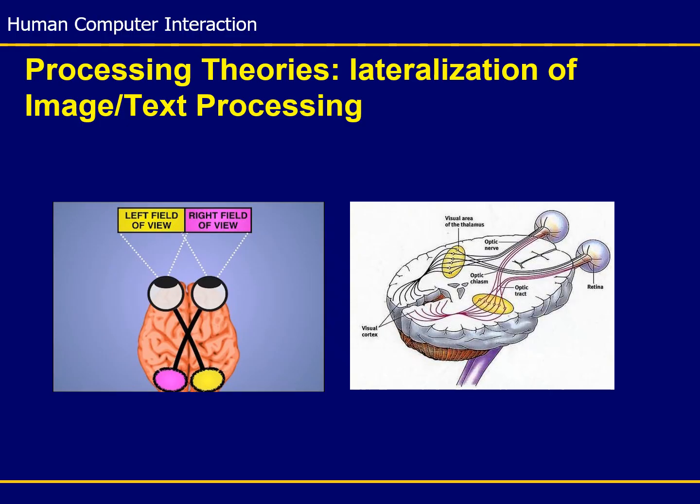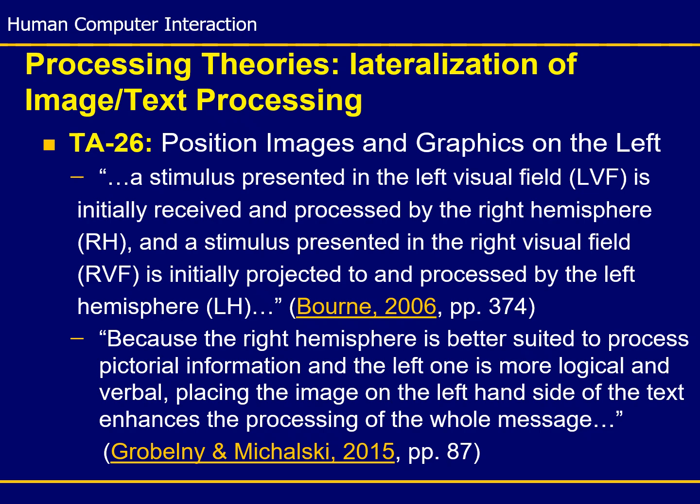Okay, so we would like to position the images and text in relation to where they are stored in our brain, because that speeds up the perception. So the takeaway here is that I will position images and graphics on the left, and I will position text on the right. Why? Let me read what is written here, which I got from a research paper.